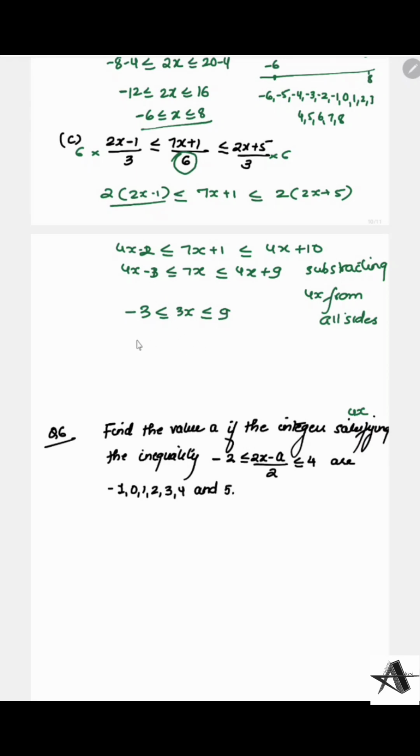And now divide all the sides by 3. So you'll get minus 1 less than or equal to x less than or equal to 3. And all the integers lying in between are negative 1, 0, 1, 2 and 3.